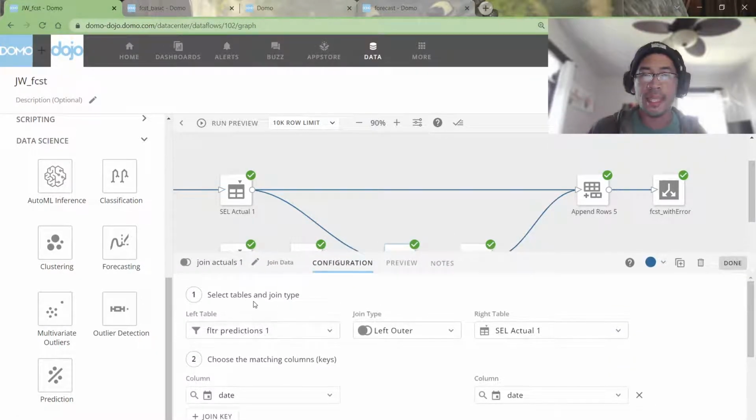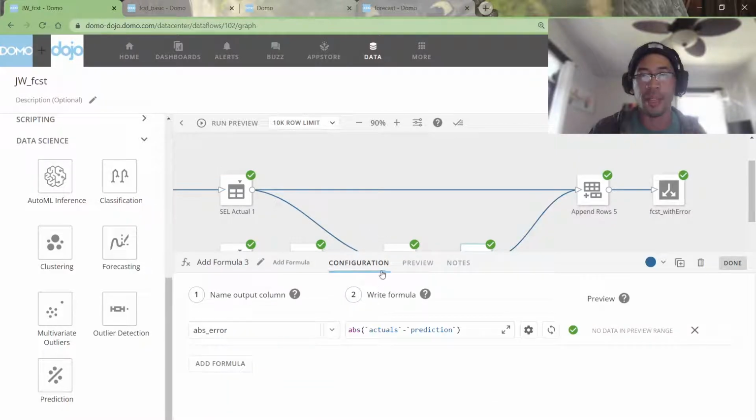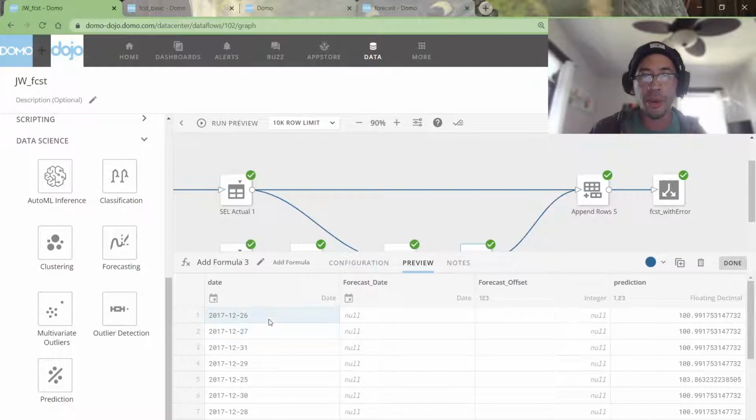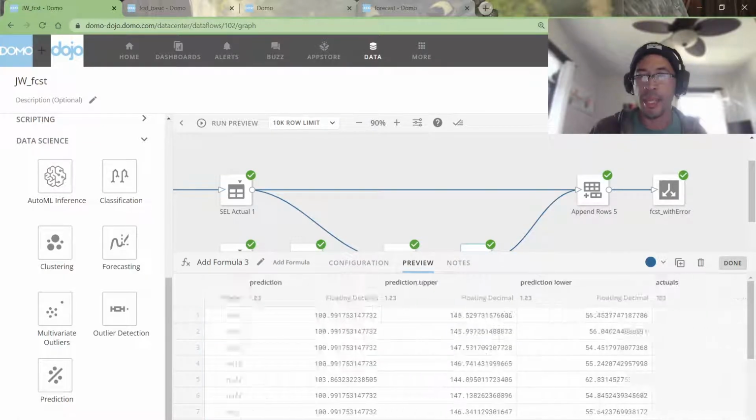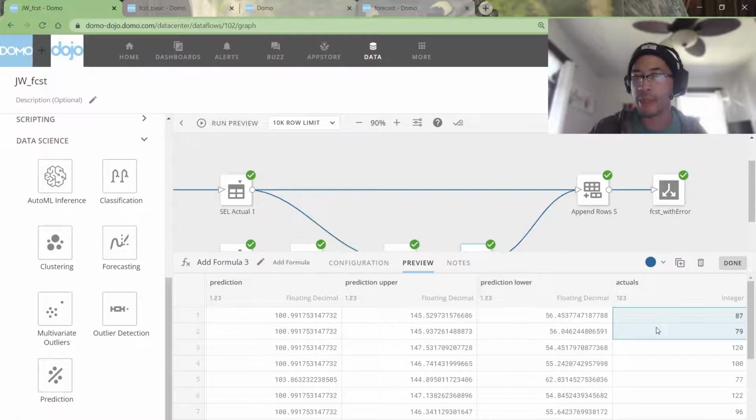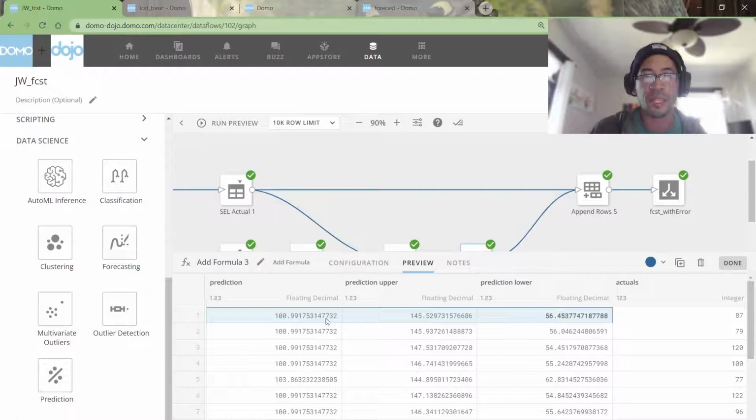The process says join in what actually happened and calculate the error. So on the 26th, 27th, 28th, I join in my actuals. This is what actually happened, and this is what I predicted. Okay, so I predicted 87. I actually got 100. My upper boundary was 145. My lower boundary was 56. I'm well within the 95 percentile range.